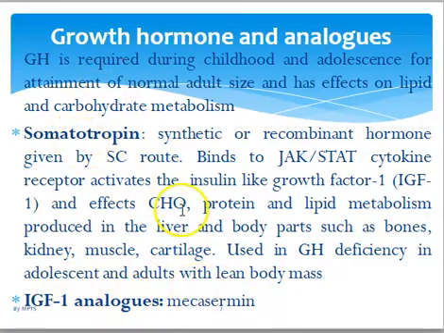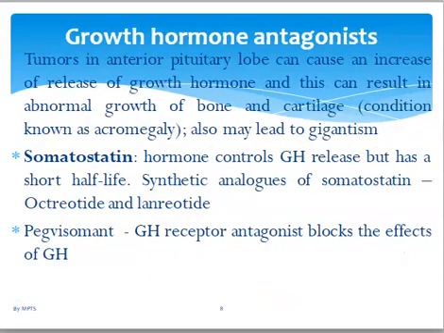Because some people may be deficient in insulin-like growth factor, even though you now give somatotropin, it may not cause an effect. So you need to give the IGF-1 factor. Also, we have tumors in our pituitary, which can cause increased release of growth hormone, hence leading to abnormal bone growth. Remember, growth hormone is required in all this bone growth, and it can lead to acromegaly or gigantism.